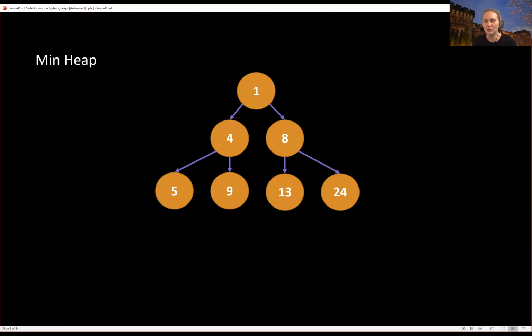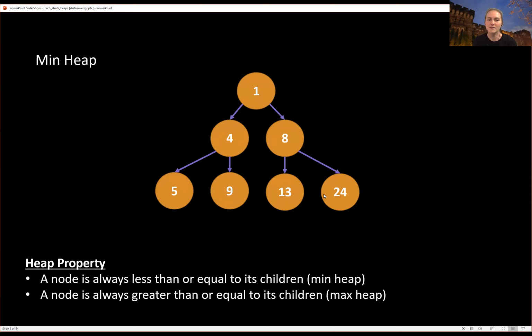Because this is a binary tree. We have a root, which is our number 1, which has children 4 and 8. And then we have leaves in the tree, which are 5, 9, 13, and 24. Leaves being nodes that do not have children. A heap is different because it maintains a heap property. The heap property means in a min heap, a node is always less than or equal to its children, or in a max heap, a node is always greater than or equal to its children.